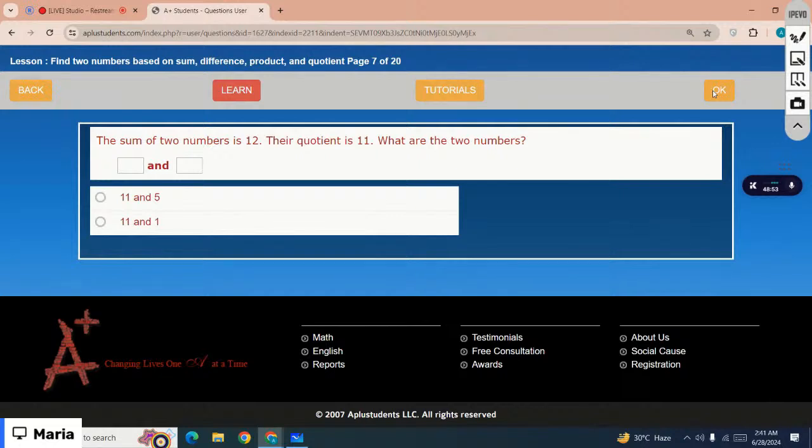The sum of two numbers is 12. The quotient is 11. What are the two numbers? Which is the correct option? Yeah, 11 and 1. Option number 2 is the correct option. Got it?